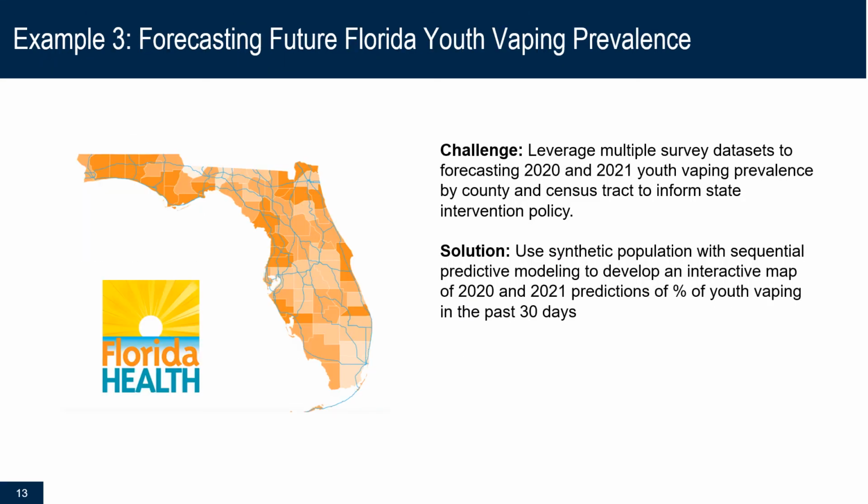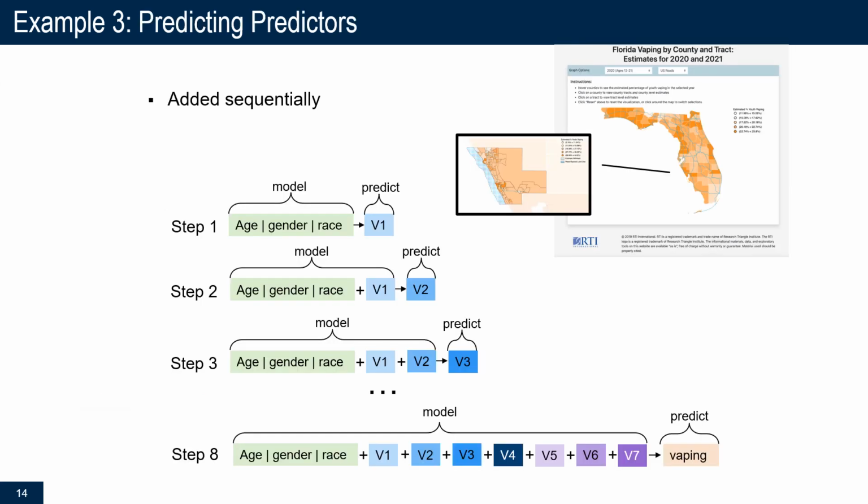In the third example, we are challenged with making future forecasts for youth vaping prevalence by county and tract in Florida. In this case, we are provided multiple surveys at varying geographic and temporal setting. Here, the solution is to make a series of predictions, each time adding additional information for the next model, and at the end, display those forecasts in a straightforward dashboard for exploration.